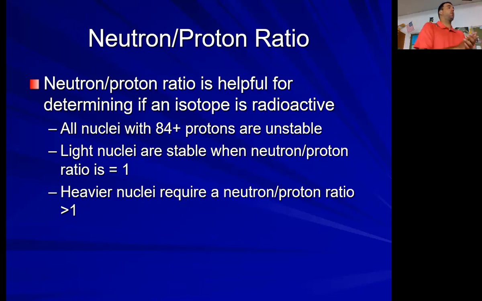Heavier ones, like lead. Lead is where pretty much everything stops. Lead-206 is where everything stops. Lead has 82 protons, so lead-206 gives you 124 neutrons. That is heavier, and that's why you see it's more stable when the ratio is greater than 1. So the heavier ones have more neutrons compared to protons. What makes it heavy is how many protons and neutrons it has, and the heavier ones have more neutrons. They want that.